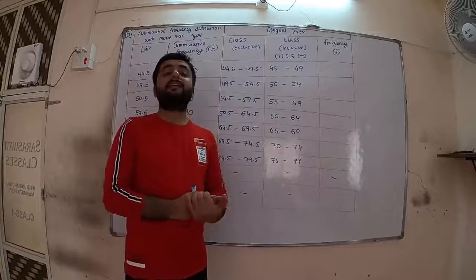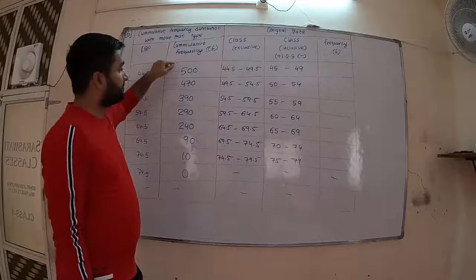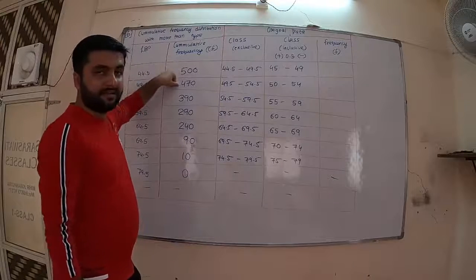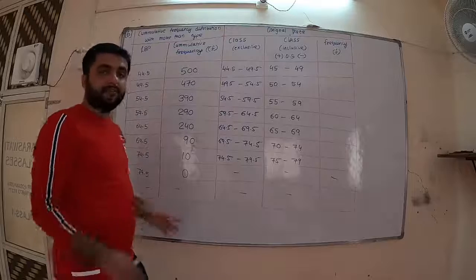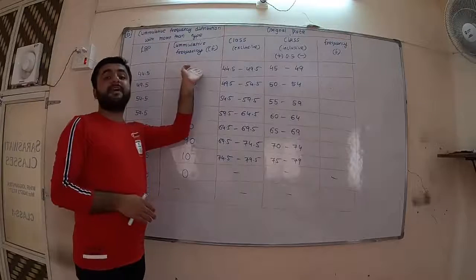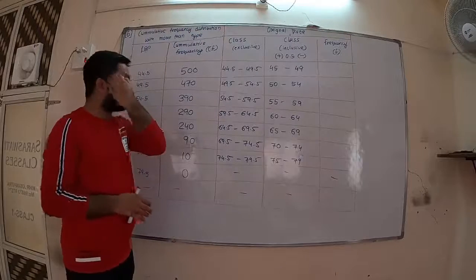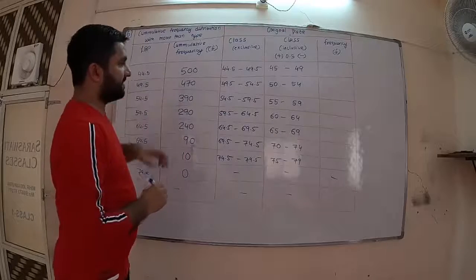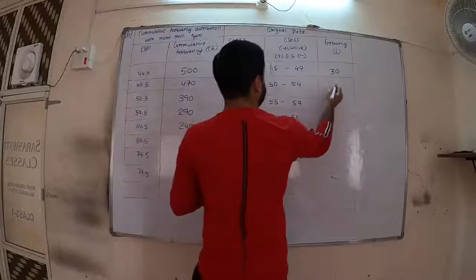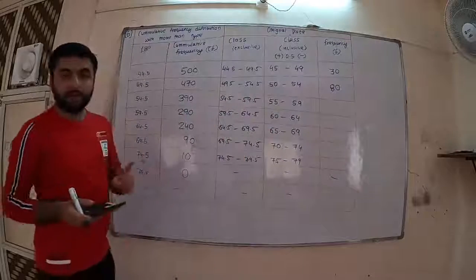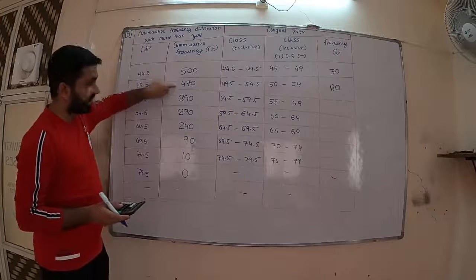I will just say, if you have the more than type, then the bigger value will be on the upper side and the smaller value on the lower side. So take the difference of first to second. In less than type, as we move down, the figures get greater and greater. But in more than type, the highest figure is at the first place, and in the lower limit, the highest figure will be at the last place. So just take the difference of each: 500 minus 470, then 470 minus 390, 80.